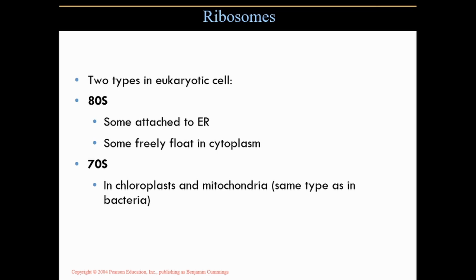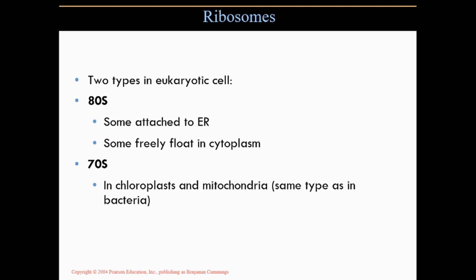Ribosomes in eukaryotic cells, there are two types. In prokaryotic cells, there's only one type. There is 80S and there is 70S, and it has to do with, I guess you could say, the mass of these things. The 80S would be considered to be, I suppose, a larger type of ribosome than the 70S. The 80S ribosomes, some of them are attached to the rough ER, and some freely float around in the cytoplasm. Still sites of protein synthesis, that's what's going on here.